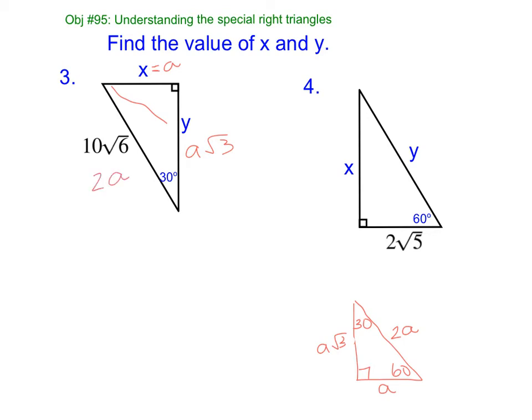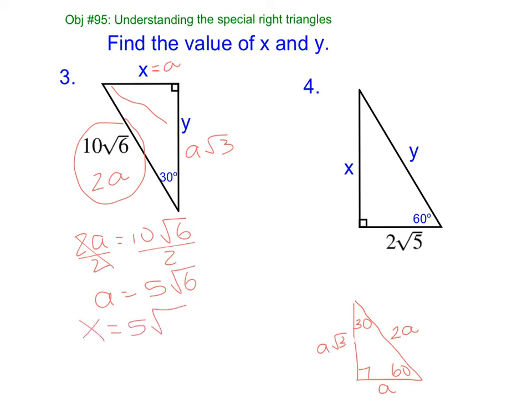So we're going to take the side that we're given information about. I'm given that. So 2A, my video paused. All right, 2A equals 10 root 6. We're going to solve for A. Remember, when you're solving, you're not allowed to divide inside the square root. So this is 5 root 6. So that means my X is 5 root 6. And my Y is A times the square root of 3. So that's 5 root 6 times the square root of 3. So that's 5 times the square root of 18.